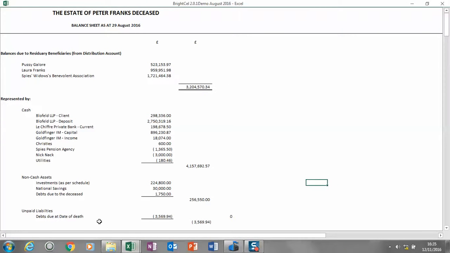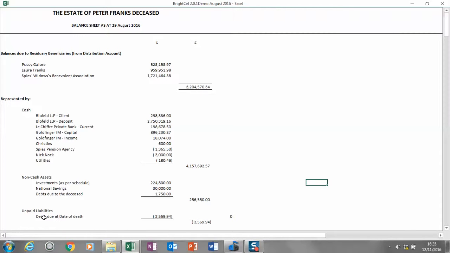Now, debts due at date of death, well, we don't know about that. We can't remember quite what that is, but we think that's not going to include the utility. But what we can say for certain is all that post-death liability, which would be here if there was any, is gone. So according to the balance sheet, that amount has been paid.